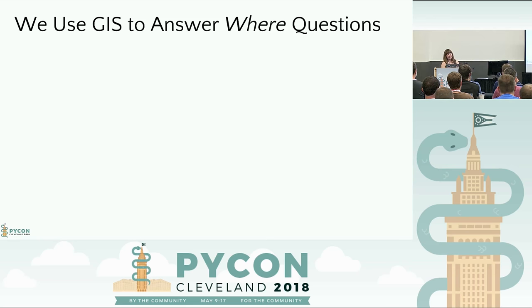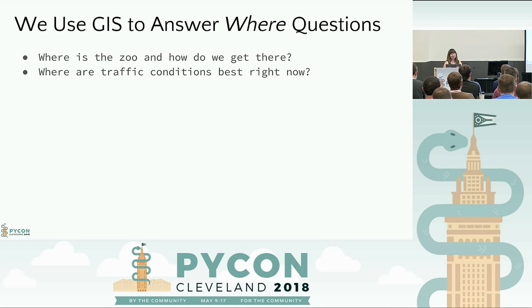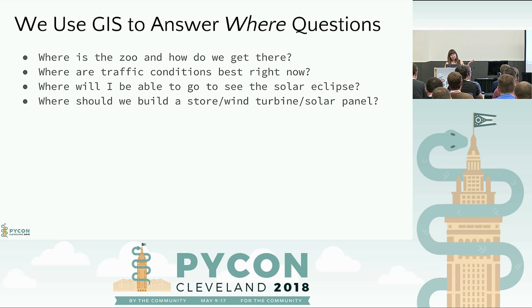So we use GIS to answer spatial questions, questions with some kind of where component. Like, how do you get somewhere? How do you get to the zoo? Where is it? How do you get there? Where are traffic conditions best right now? Our mapping applications are really getting good at this. Where will I be able to go to see the next solar eclipse? Questions like, where should we build the next something? Where should we build the next wind turbine, solar panel? You can use spatial data to analyze the best place to put these things for maximum output.